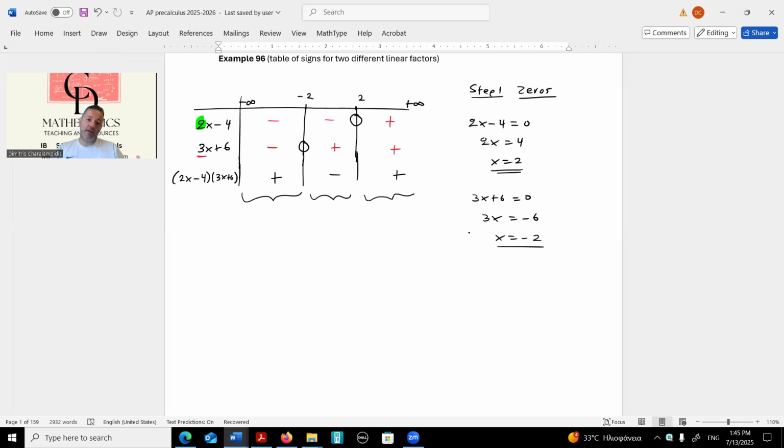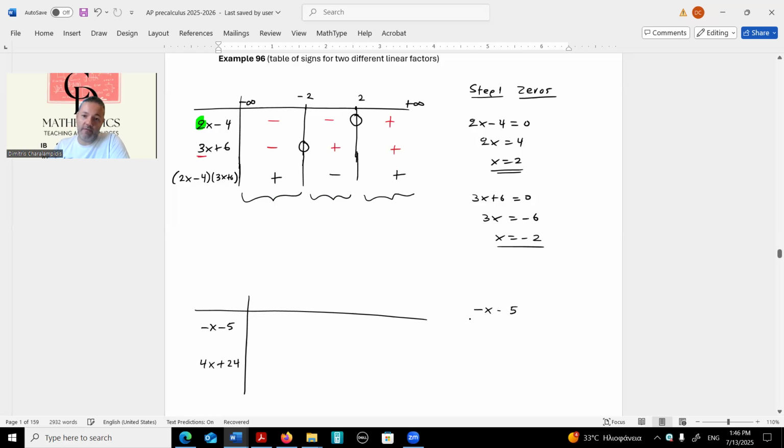Let's do another example. I'm going to put here the minus x minus 5 and the 4x plus 24. Again, I need the zeros.